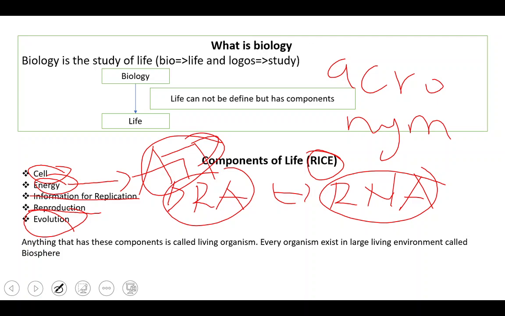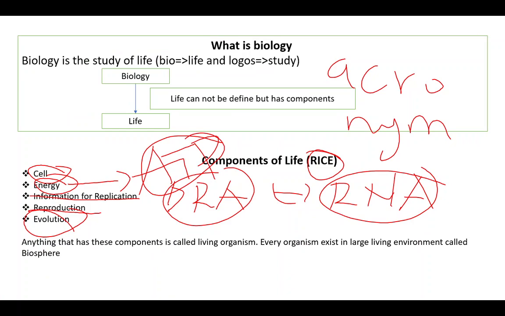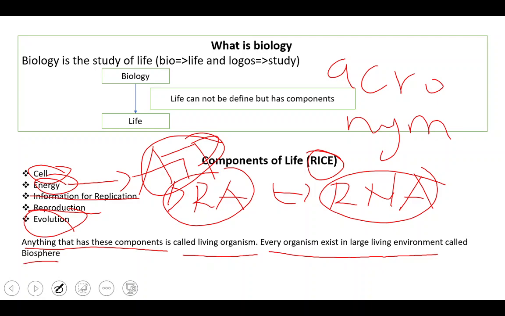Now, we have seen that anything that has these components is called a living organism. And every living organism exists in a large living environment called the biosphere. So the biosphere is a living environment for any organism that is living. Although the biosphere consists of more than something that is living alone, it consists of both living and non-living factors, because we have atmosphere there, we have hydrosphere there, we have lithosphere there. I'm going to list all these things. You are going to see them, and there are many.